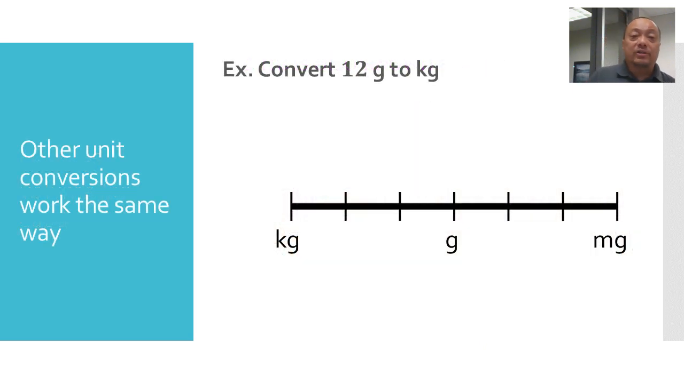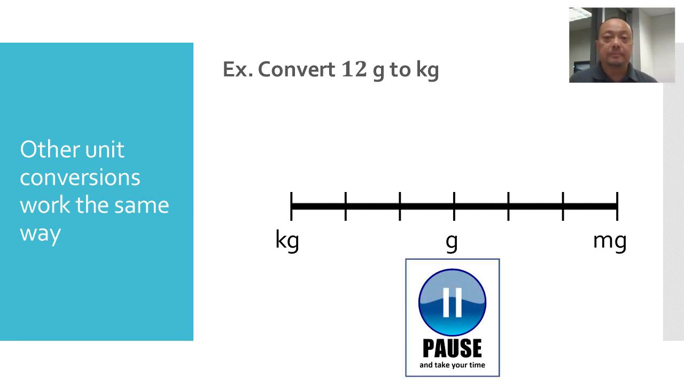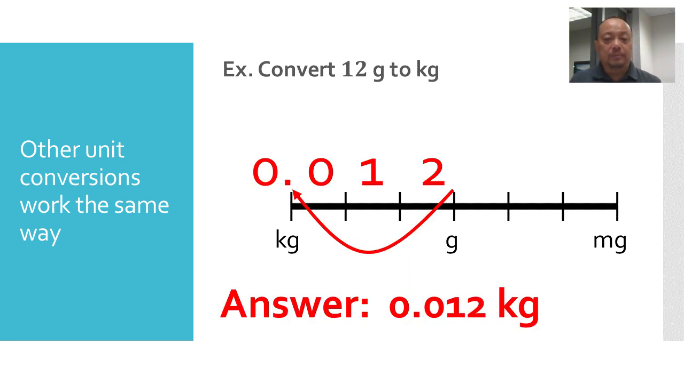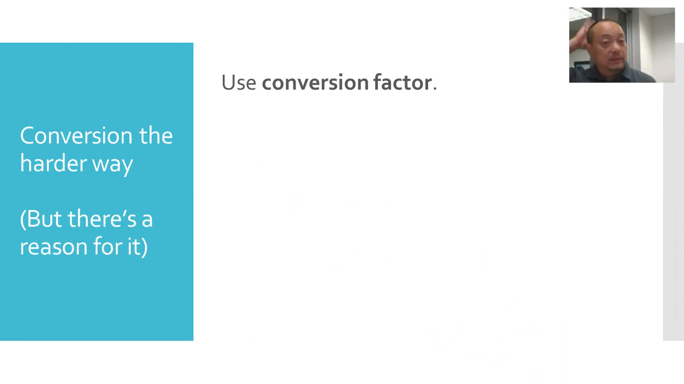Now that we know mass and volume, let's do one more conversion by moving the decimal point. Convert 12 grams to kilograms, 12 g to kg. Go ahead and try that. Press pause, come back when you're done. Here's the answer. Moving 3 places, fill it with 0, answer 0.012 kg.